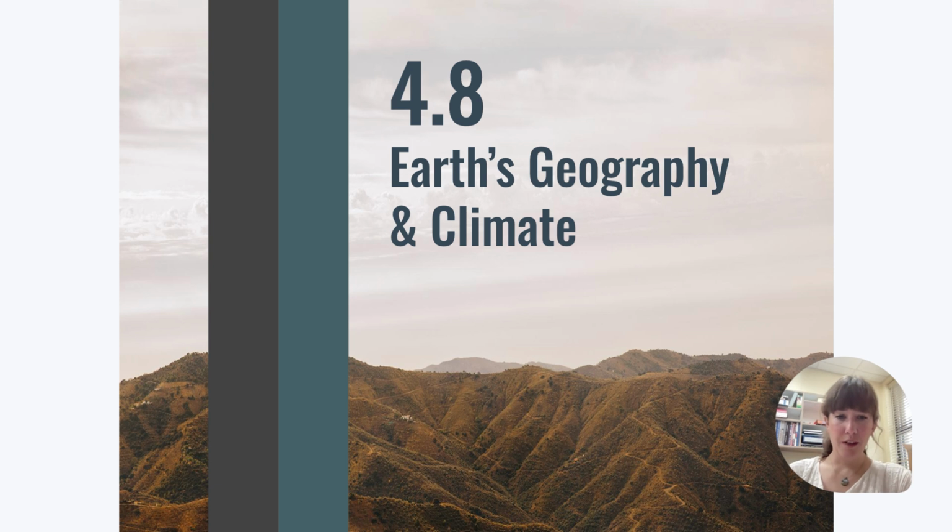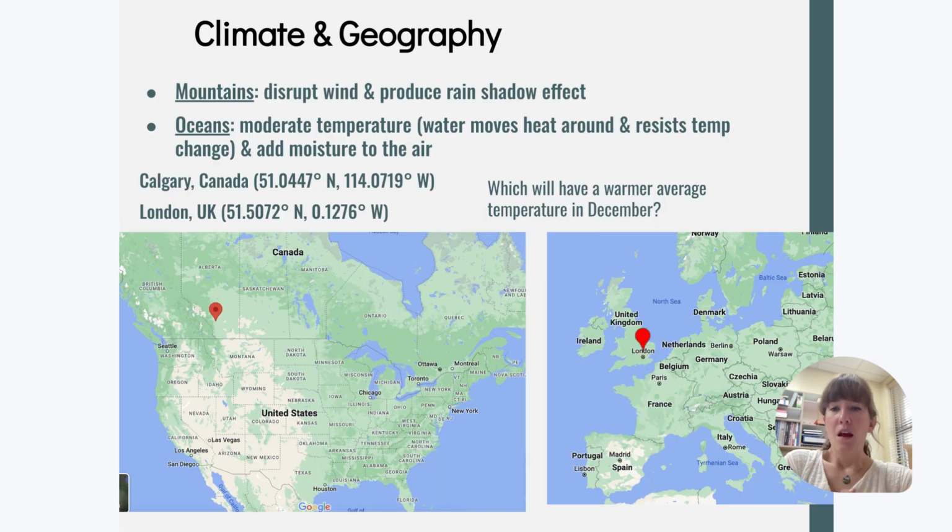Okay, so geography and how it affects your climate. There are a couple of features that are going to be the primary geographic characteristics that are going to affect your temperature and precipitation patterns. Those are going to be mountains and oceans. Mountains because they physically block the movement of air and cause air to have to go up and over them, which changes its temperature and whether it's holding water. And oceans. Oceans moderate temperature.